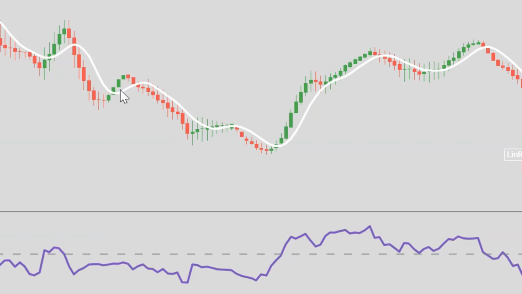In a downtrend, prices sometimes retrace a little before continuing lower. Now watch closely. A red candle forms and closes back below the moving average line. This is our signal to open a short trade right here at the close of this candle.